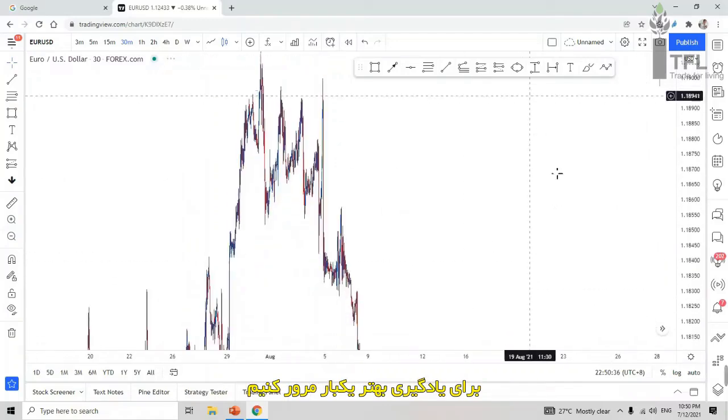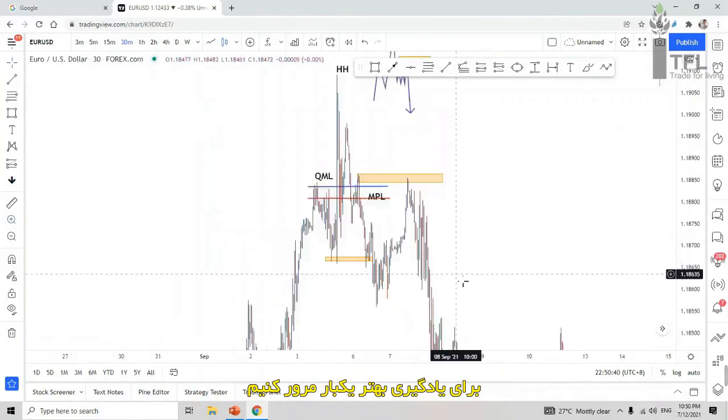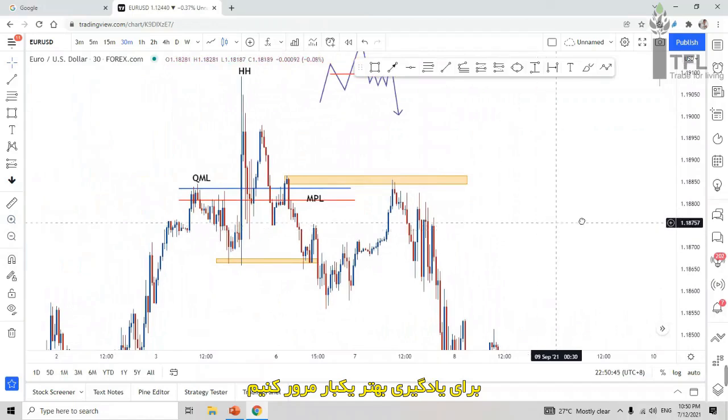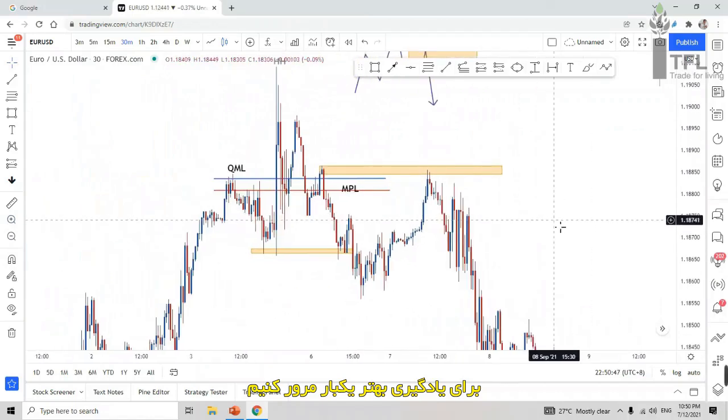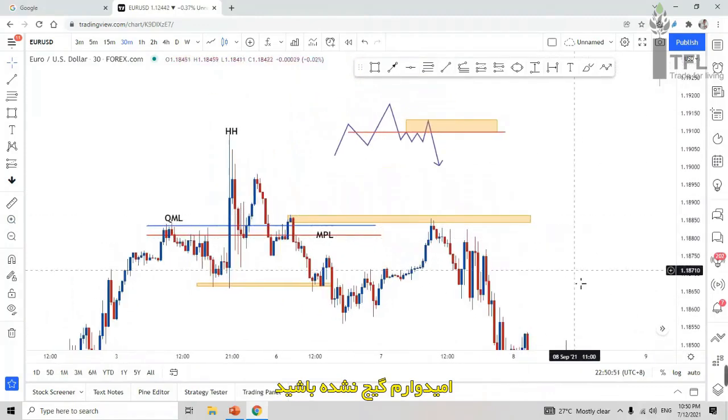Sorry for that. Where is my chart? Over here. So let the knowledge sink in. Let the knowledge sink into your mind. Look at it. Hopefully I don't confuse you guys.